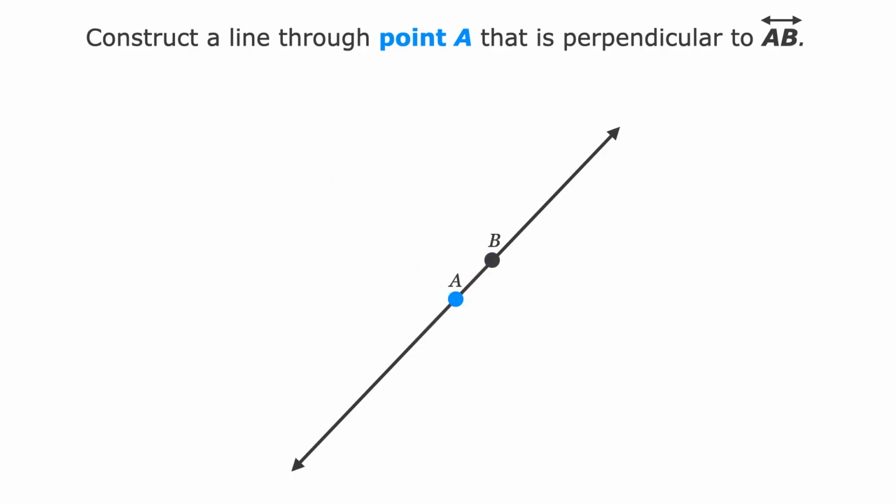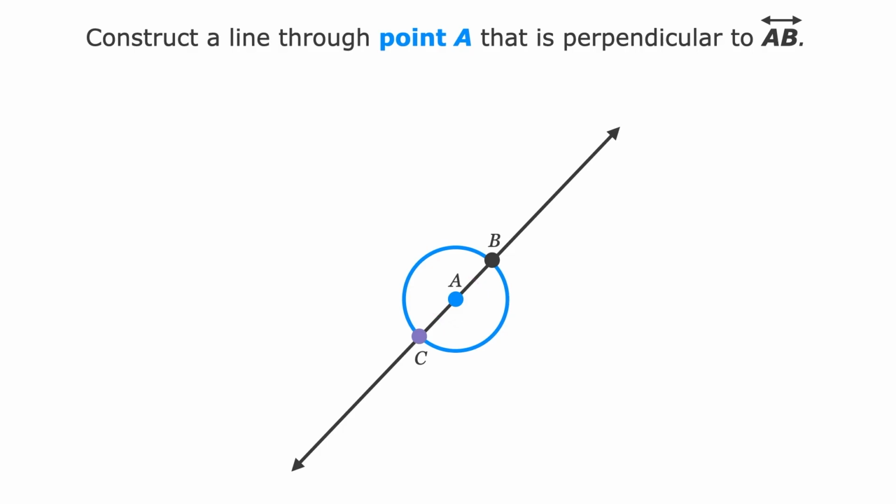First, we'll draw a circle centered at point A with radius AB. Next, let's mark the other point where circle A and line AB intersect. We will call this point C. Since B and C are both on circle A, we know that line segments AB and AC are congruent because they're both radii of the circle. So point A is the midpoint of segment BC, or in other words, point A bisects segment BC.